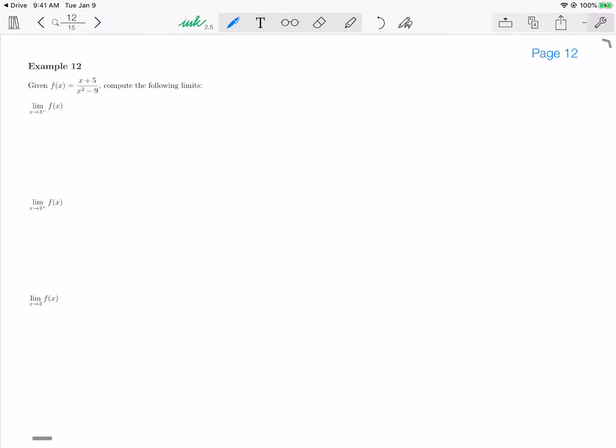All right, on this one, we plug 3 in. Direct substitution, top gives us 8, the bottom gives us 0. So what we're really going to write this as is factored. So we've got x plus 5, x plus 3, x minus 3 from difference of squares. So all I really care about is what is the sign of this thing when I'm to the left of 3 and to the right of 3.